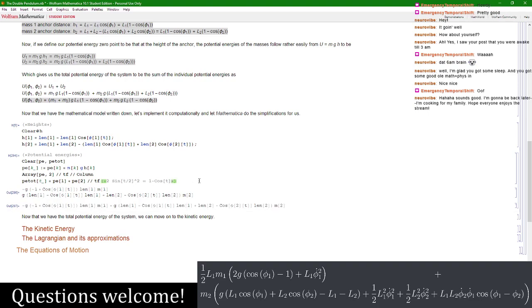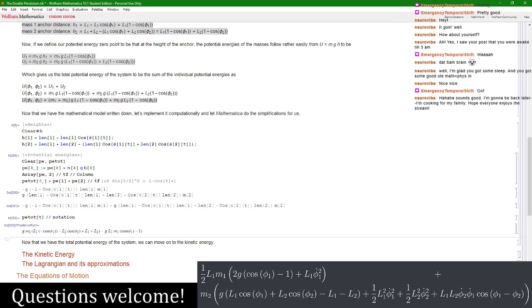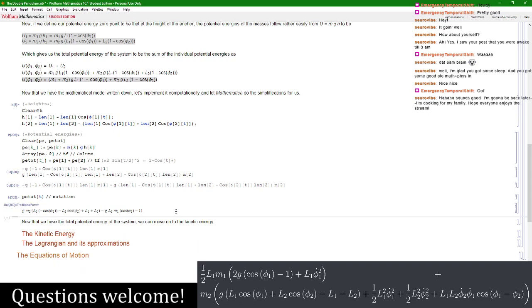And so we can actually just look at that. Well, we can go like that. And then I also have a notation function to make things a little more human readable. So we say potential energy total of T, and then we say, okay, let's format that a little bit. And is this still too hard to see?